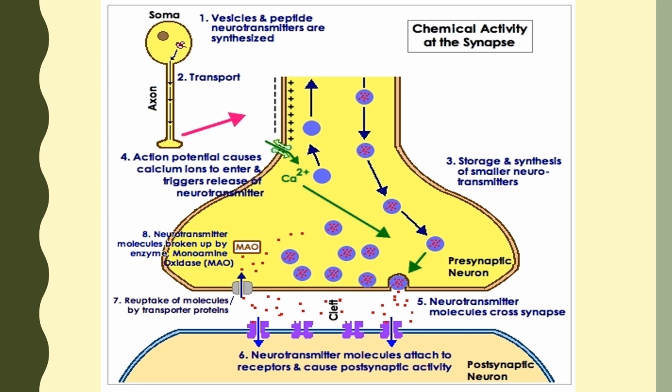Now what is the fate of these neurotransmitters? They will go and get attached to the receptors and make these receptors activated, and ultimately they will get washed away. Washed away means either they get broken down into their constituents, or they are taken up by reuptake of the molecules by the transport proteins. They will be taken up and then broken down into their constituent materials by MAO. MAO means monoamine oxidase. They will get broken down, and again they will get synthesized. So this cycle keeps on happening. Okay.